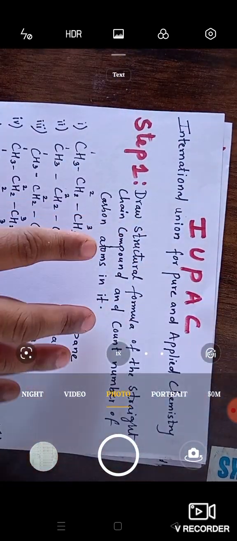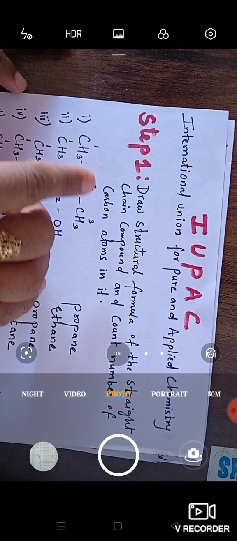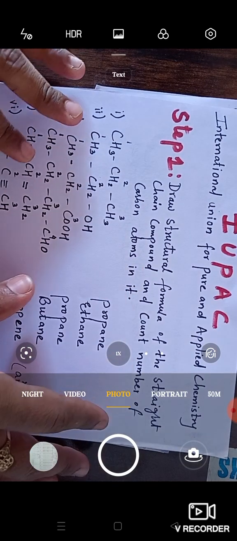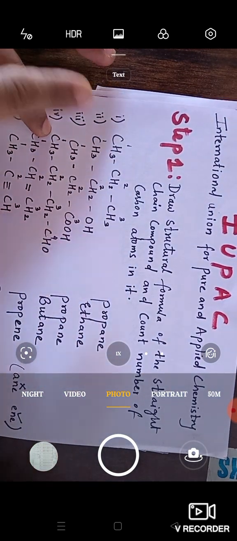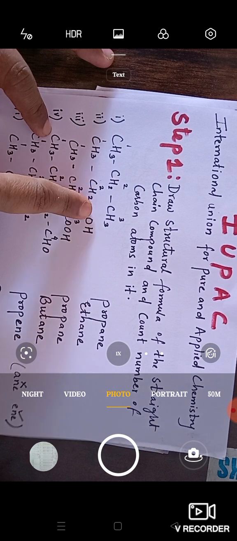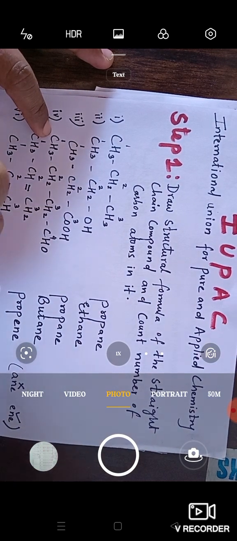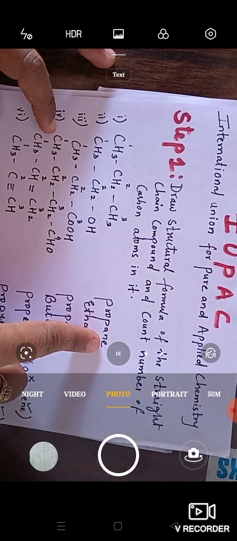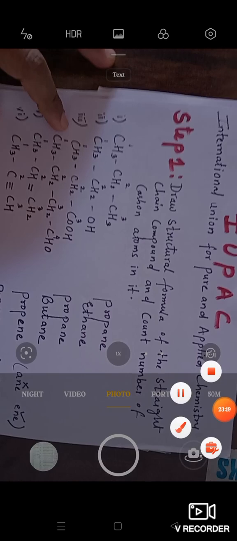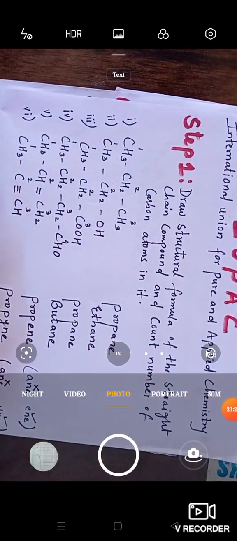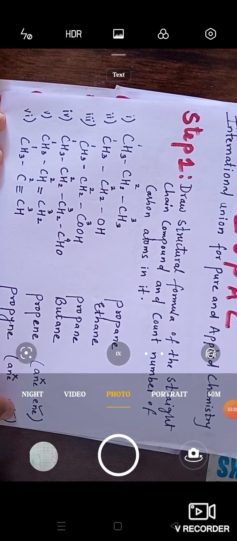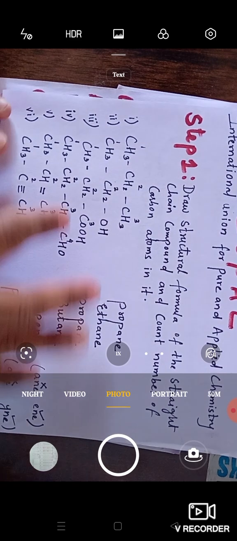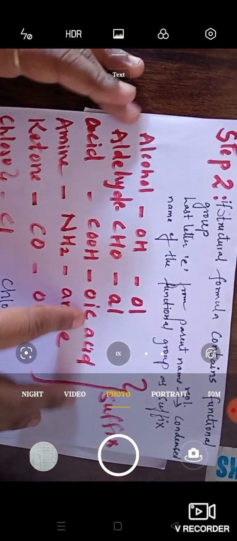IUPAC nomenclature. First of all, IUPAC is International Union for Pure and Applied Chemistry. In step 1, we will draw the structural formula of a straight chain compound, and we will count the number of carbon atoms. Whatever is the number of carbon atoms, the alkane with the same number of carbon atoms is taken as the parent name. If it is having a double bond, ane will get replaced by ene, and if there is a triple bond, ane will get replaced by yne. This is the first step.